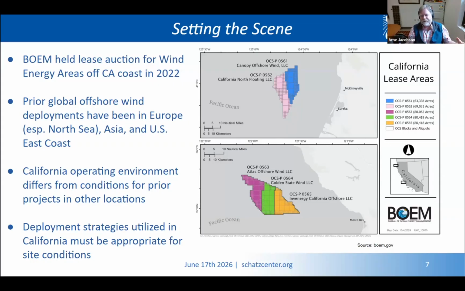We'll note that the global offshore wind industry has been around for a couple of decades, with most deployments taking place in Europe, especially in the North Sea. There are also a number of locations in Asia, and some projects that have been developed, particularly in the last few years, but dating back in some cases almost a decade on the U.S. East Coast. But to date, there hasn't been development of offshore wind farms on the West Coast. California's operating environment for offshore wind differs significantly from some of these other locations where projects have taken place, and that affects the deployment strategies that can be used. They have to be appropriate for the site conditions.